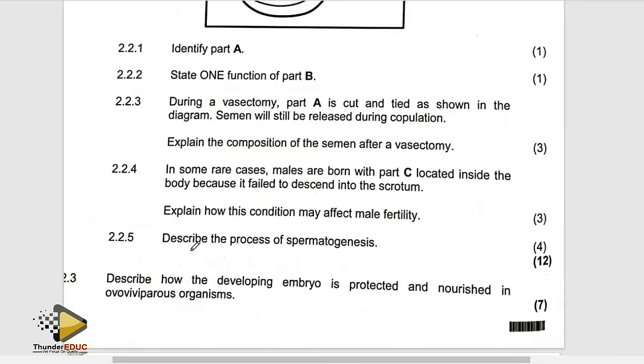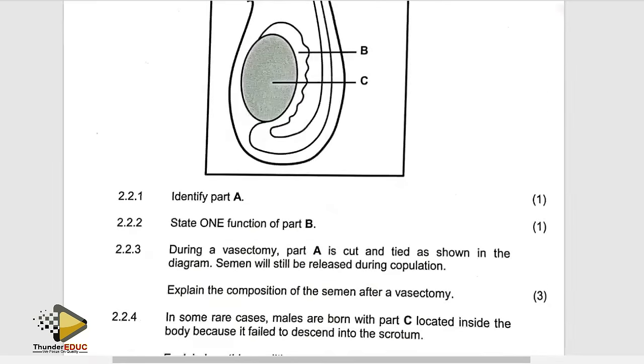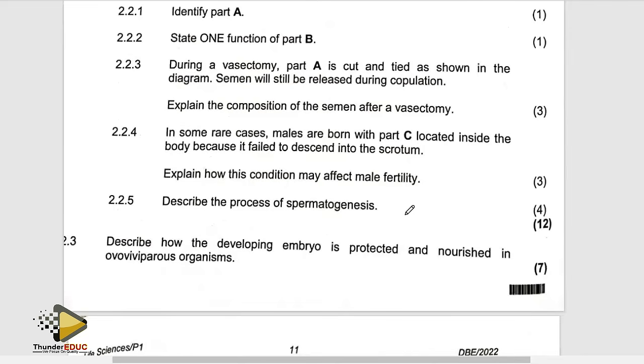Then they're saying, explain how this condition may affect fertility. Which situation now? Oh, okay. In some cases, males are born with the part C located inside the body, which fails to descend into the scrotum. Where is C? Oh, the testes, which produce the sperms. So explain how this will affect fertility.